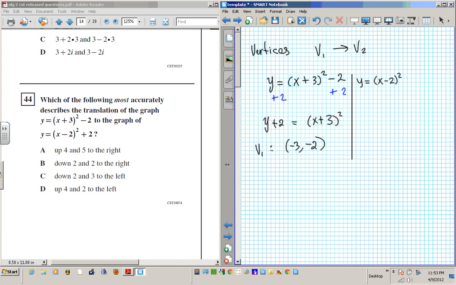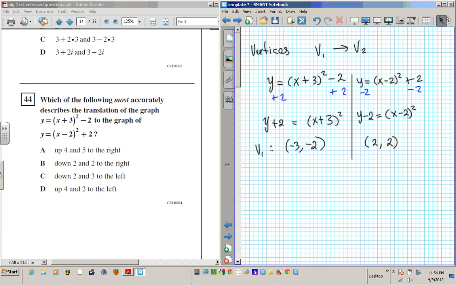Okay? And then for the next one, the second equation is y equals (x minus 2) squared plus 2. So I basically subtract 2 from both sides. So I'm going to have y minus 2 equals (x minus 2) quantity squared. Okay? The vertex here, I'll take the opposite, is 2, comma, 2. So you basically just take the opposites of the numbers, alright?